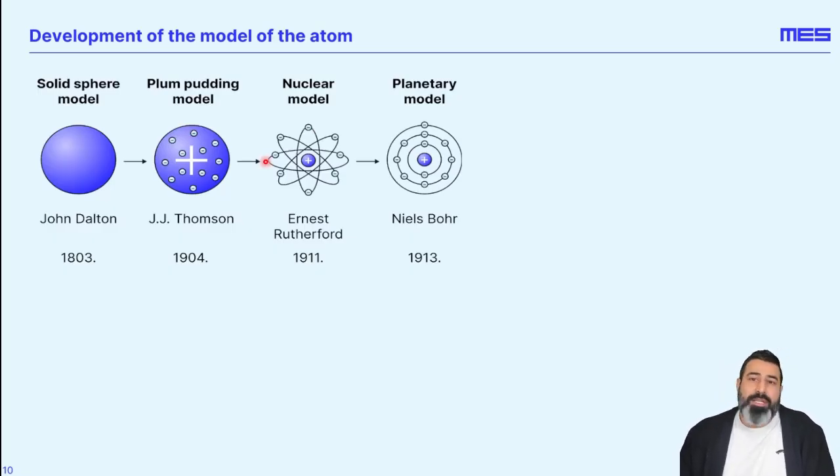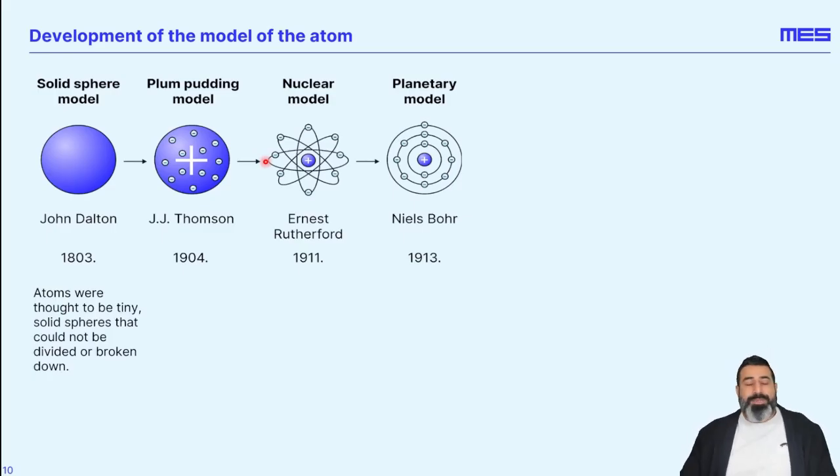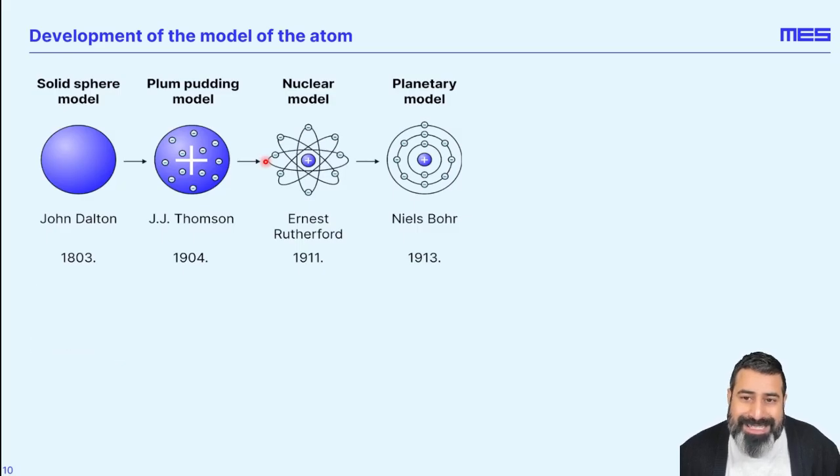Okay, moving on to the development of the model of the atom. So, first, let's have a look at how models of the atom have changed over time. Atoms were thought to be tiny solid spheres in 1803 by John Dalton that couldn't be divided or broken down. But that model changed due to Thomson and his experiments.